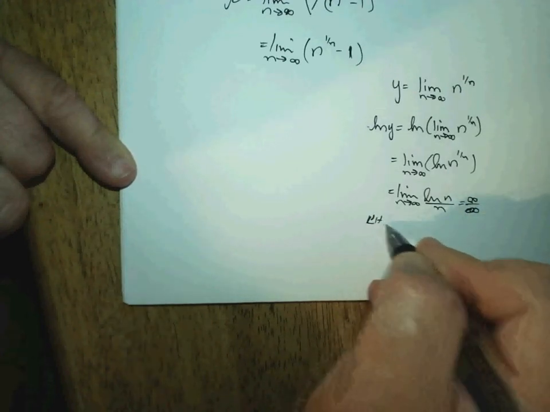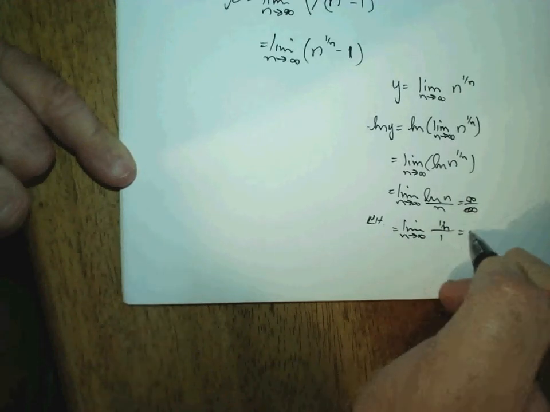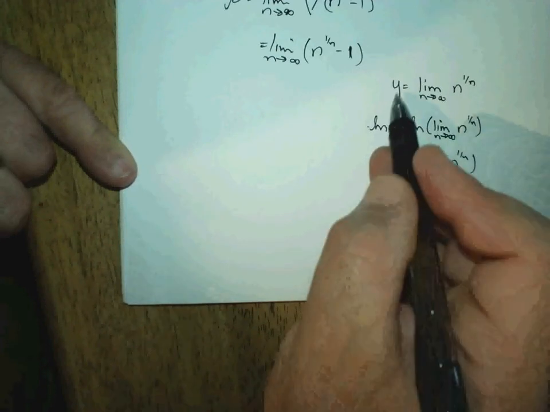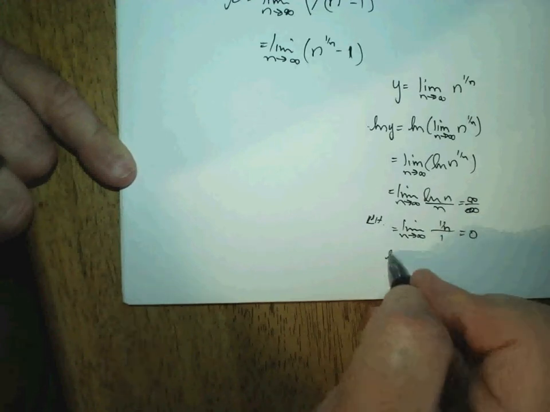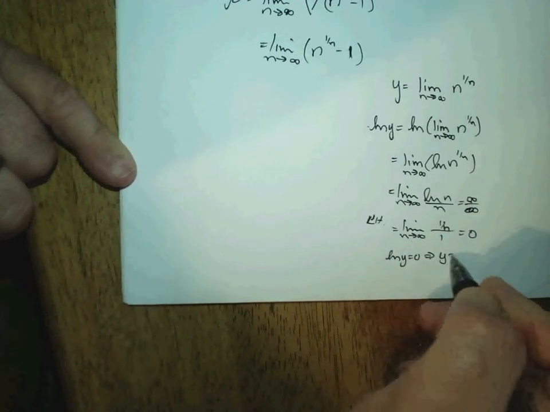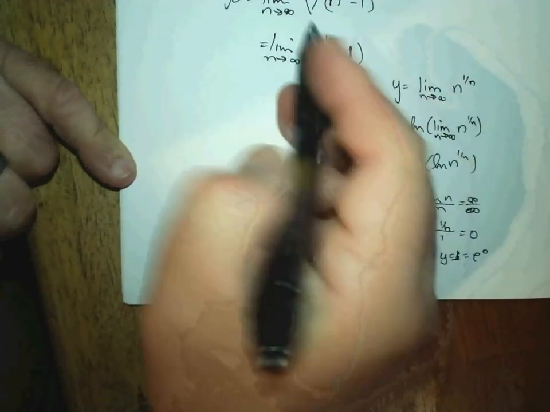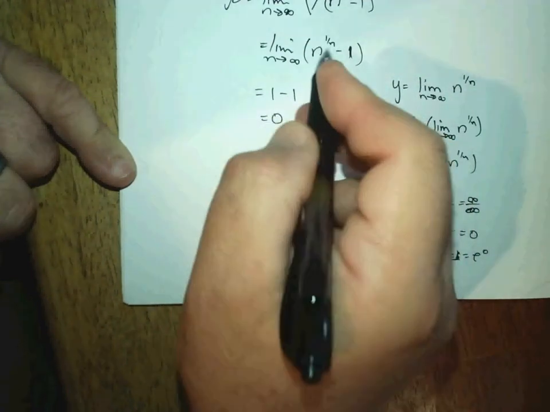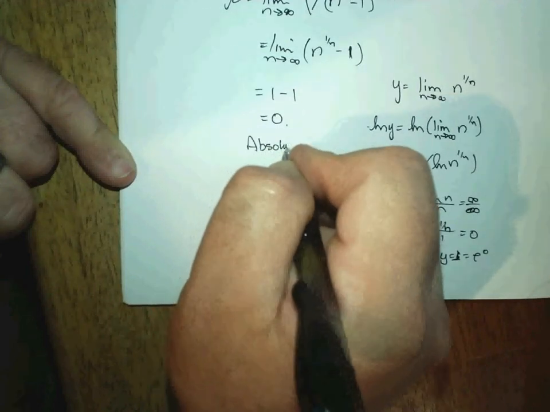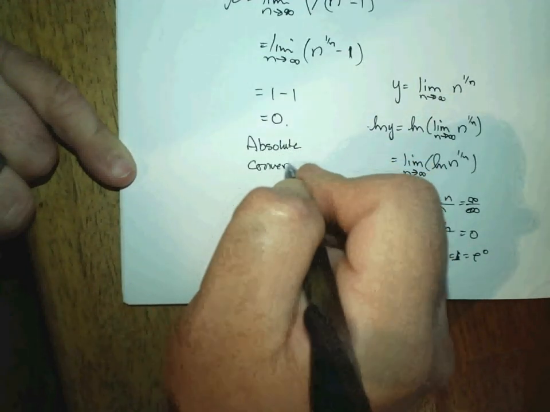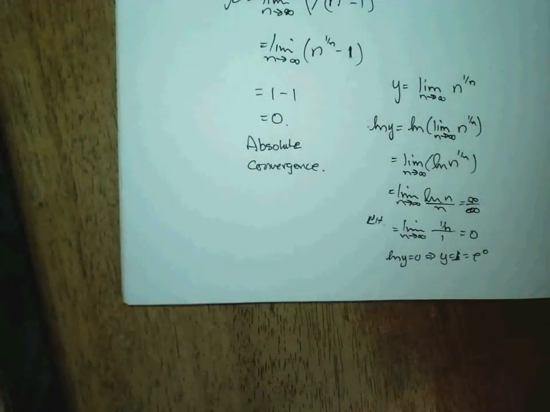And now when you take the limit of this, we've done this one a couple of times already, right? That's infinity over infinity. So again, by L'Hopital's rule, it's the derivative of the top over the derivative of the bottom, and you get 0. So the natural log of y is 0. That means y is e to the 0, 1. This limit right here is 1. And so what you're getting is 1 minus 1, which is 0. And when your rho is 0, you have absolute convergence.